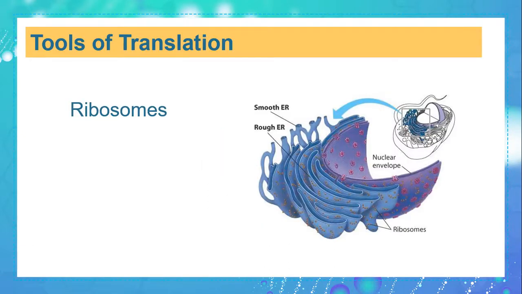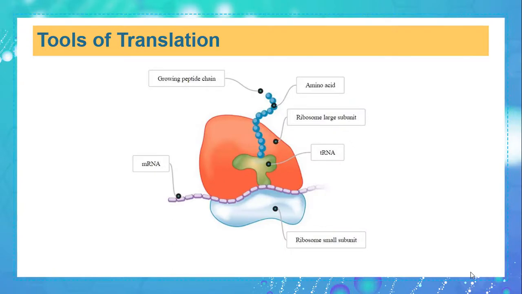A close look at the rough endoplasmic reticulum allows us to identify mRNA associated to 20 nanometer granules bound to it. These are the ribosomes. They are the site of protein synthesis. Let's have a quick look at the tools of translation. Translation involves the mRNA strand, tRNA, and the ribosome.